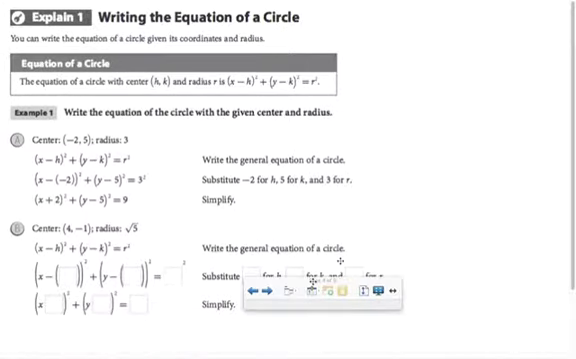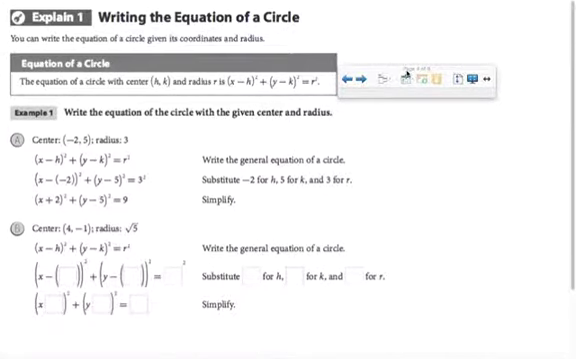So we're writing the equations of circles. In example 1, part A, you see that we're given the center, -2, 5. We're given the radius, and we substitute in the h, k, and the r values, and then we simplify. So in part B, we're doing the exact same thing. We're taking 4 and substituting it in for h, taking -1, substituting that for k, and substituting in the square root of 5 for r.